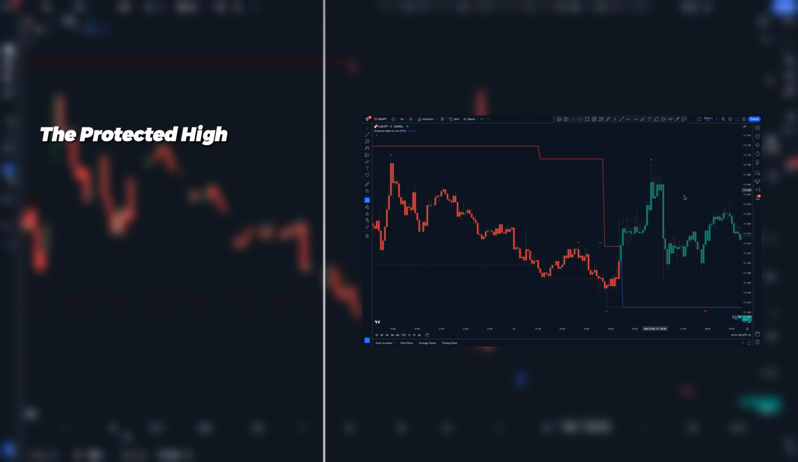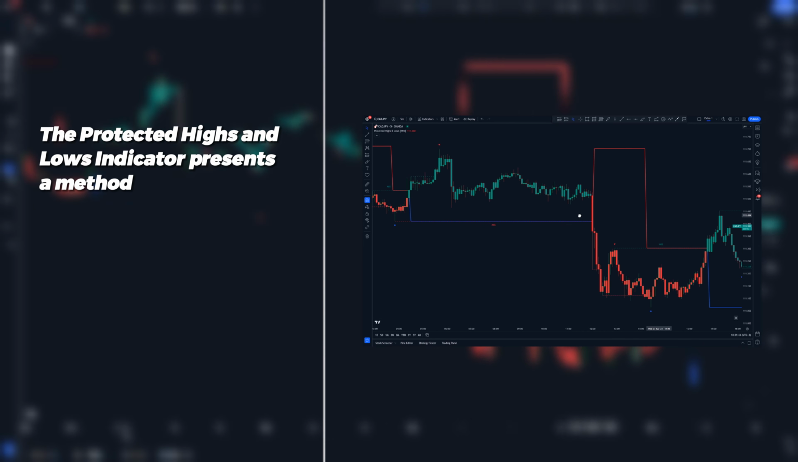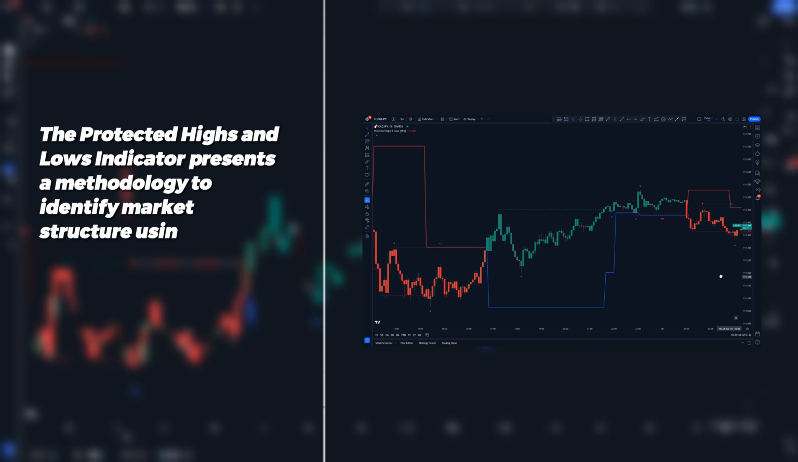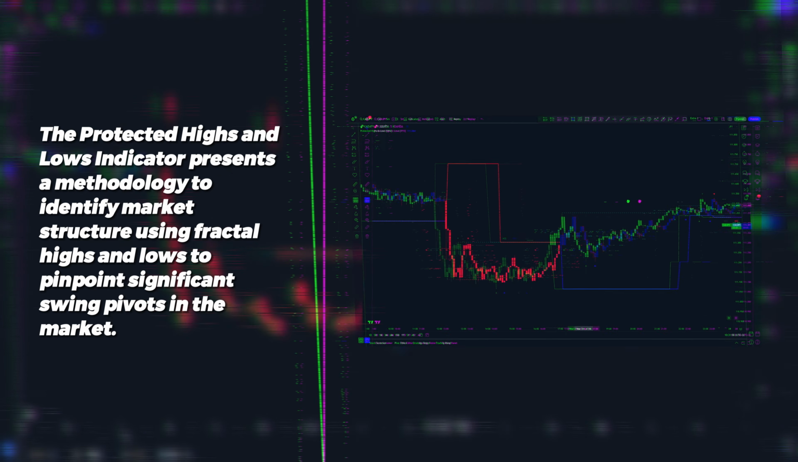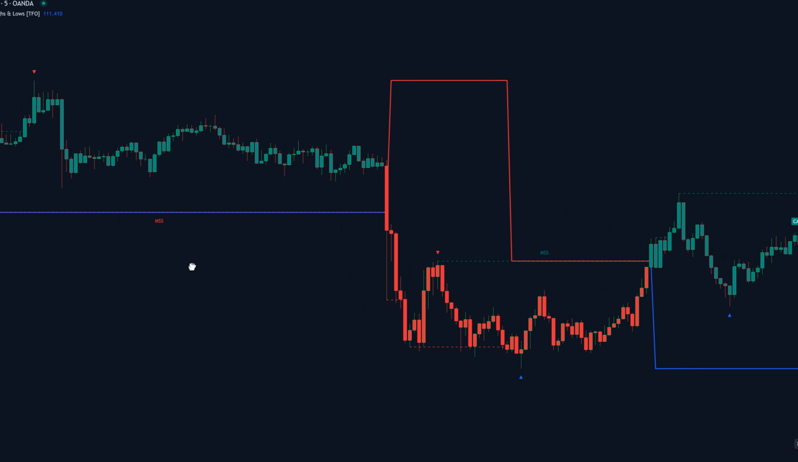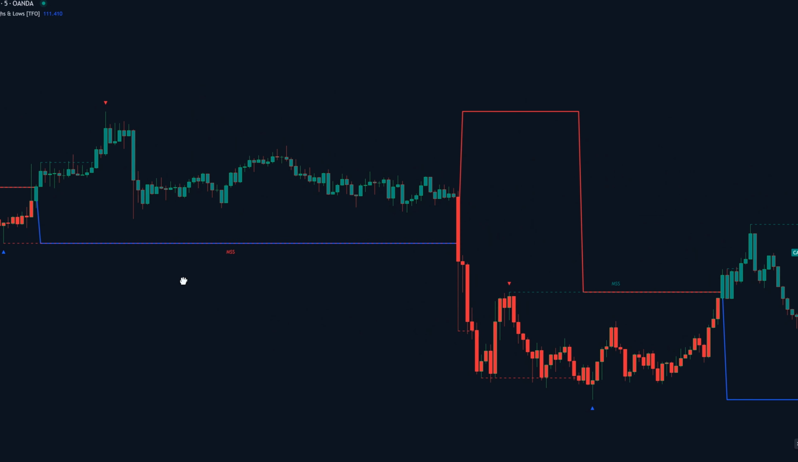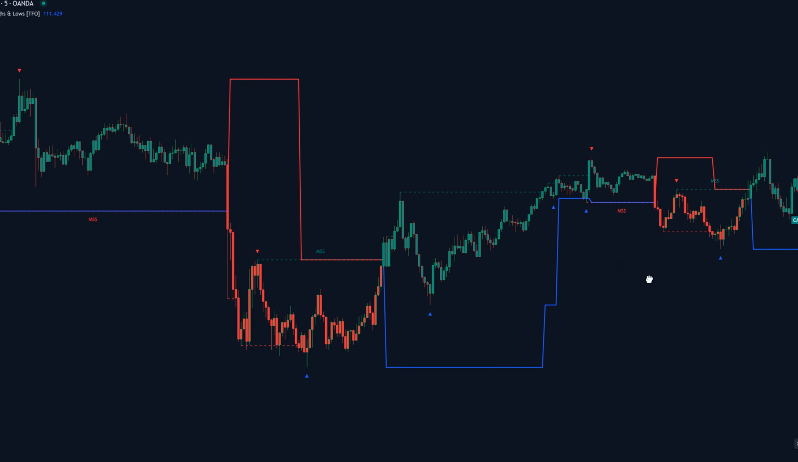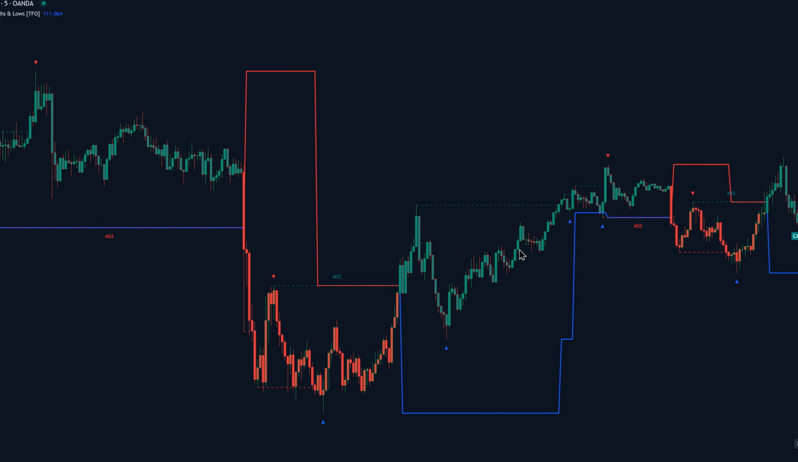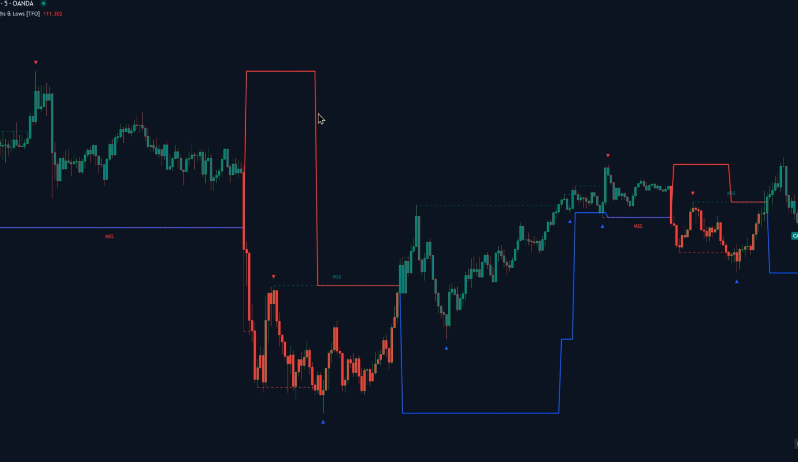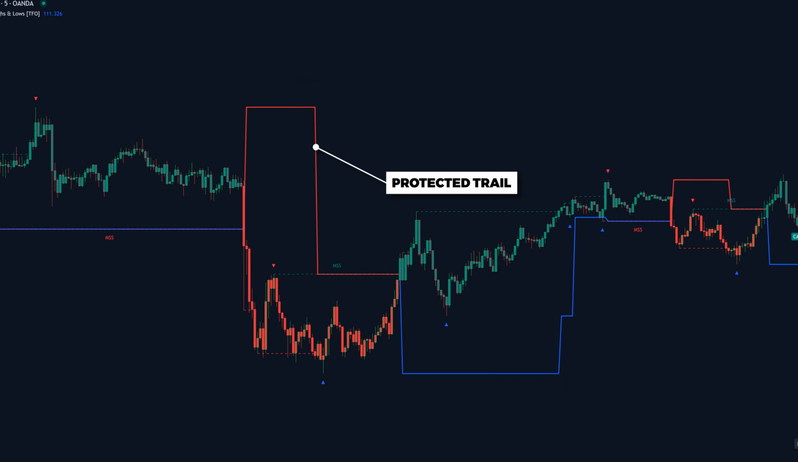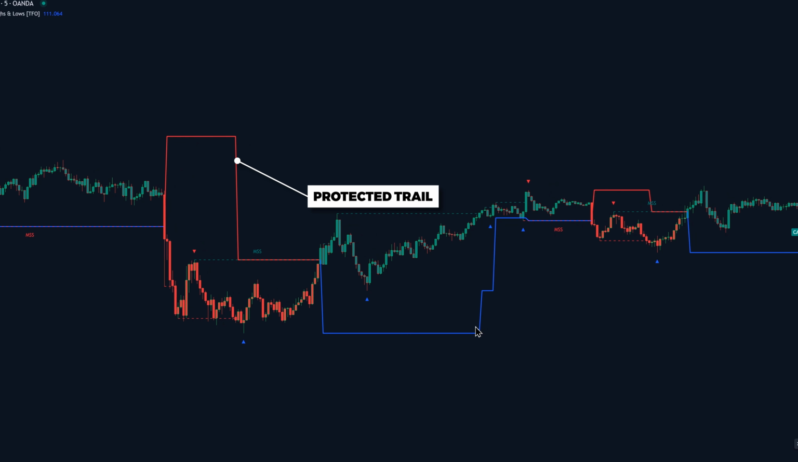Now, the protected highs and lows indicator presents a methodology to identify market structure using fractal highs and lows to pinpoint significant swing pivot points in the market. Now, let's go over what this indicator is made of. First of all, you can see this indicator changes the color of the candles. If you don't like the color change, there is an option in the settings to disable that. And then this line that changes color between blue and red is called the protected trail. And it's going to be used to indicate the different swing highs and swing lows that are considered protected.